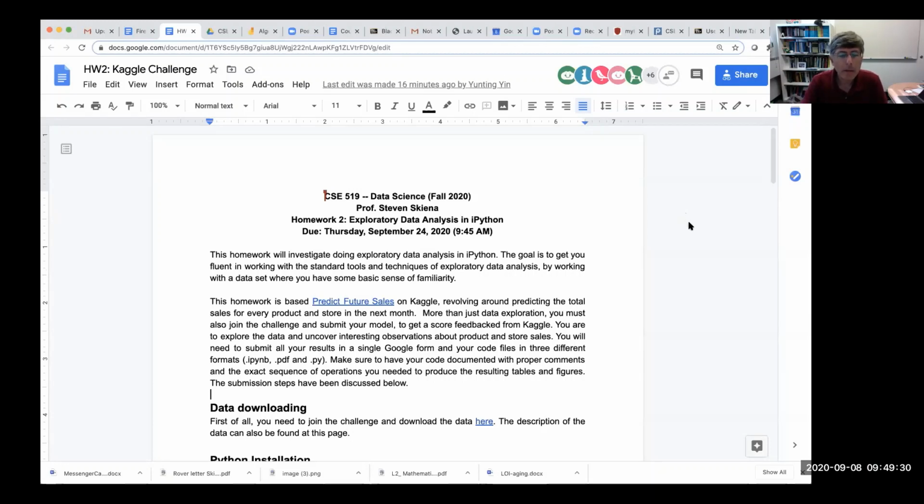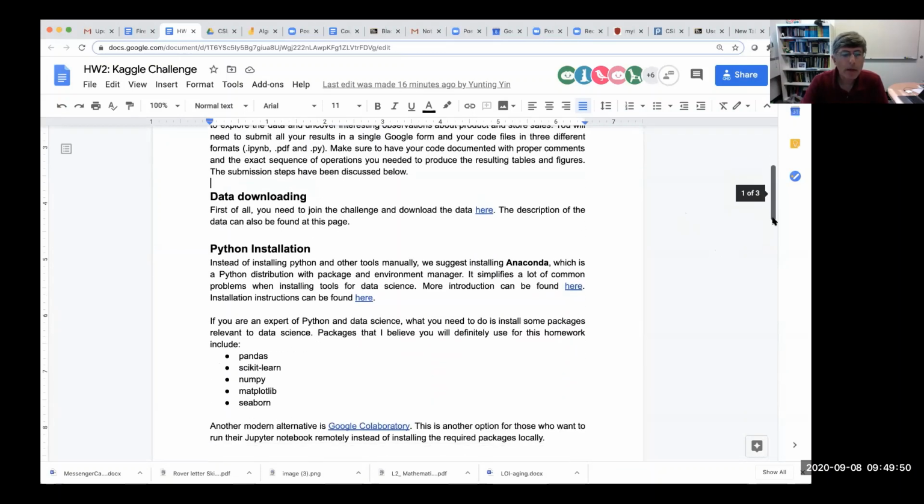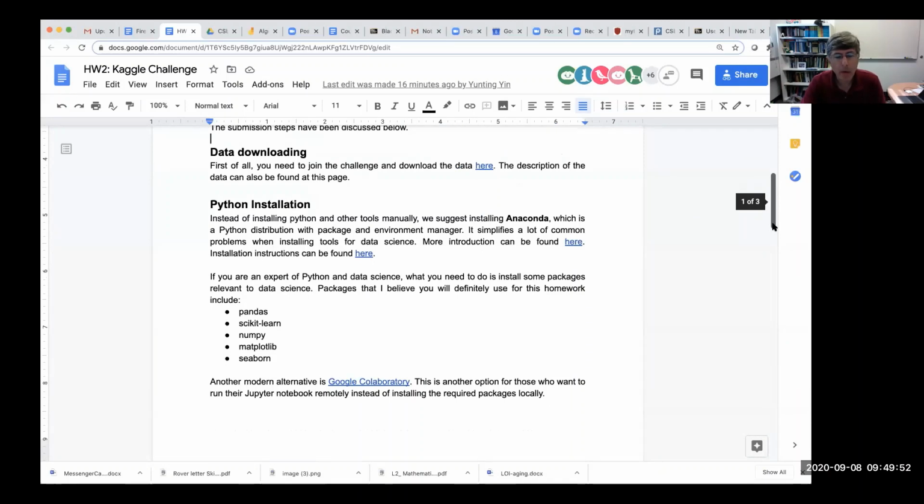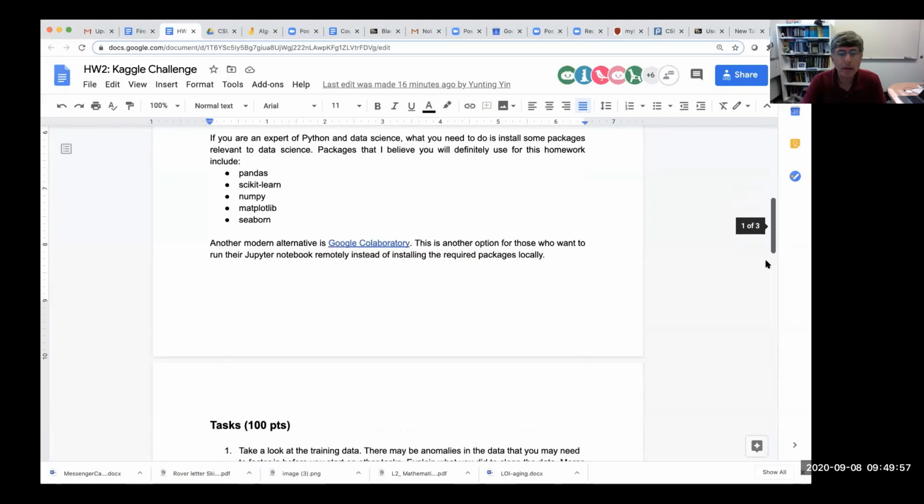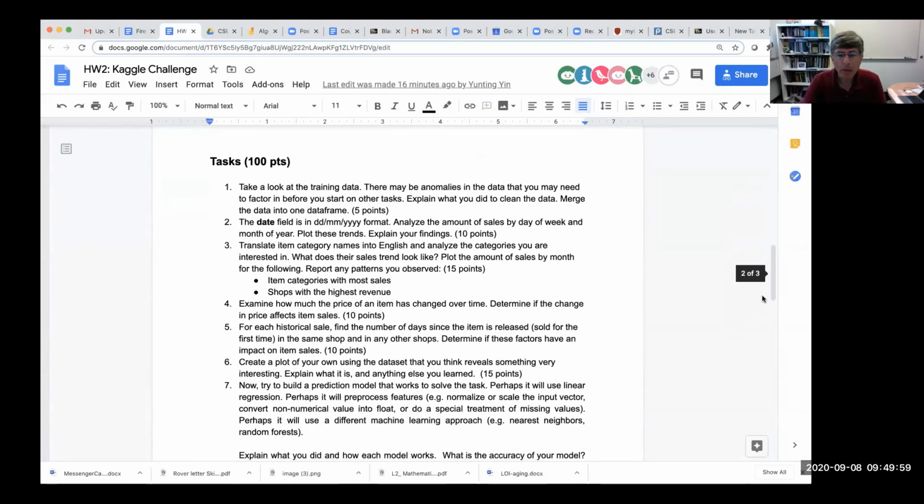So what is the assignment? It's based on the predict future sales task on Kaggle, where you're given data from a store and you want to try to predict how much will be sold for every product and store. I gather it's a network of stores. And what are the basic tasks? Again, you have to set up your own Python environment. Details are here. There were some clues last time in the student presentation.